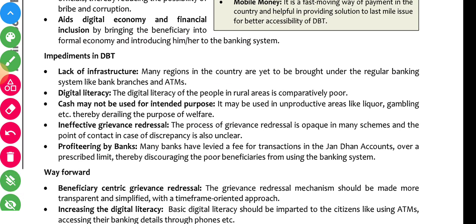What are the impediments or challenges in direct benefit transfer? Lack of infrastructure, digital literacy. The country is facing illiteracy and poverty, which is a hurdle in the access of education for poor people. Cash may not be used for the intended purpose, but in unproductive areas like liquor, gambling, etc.